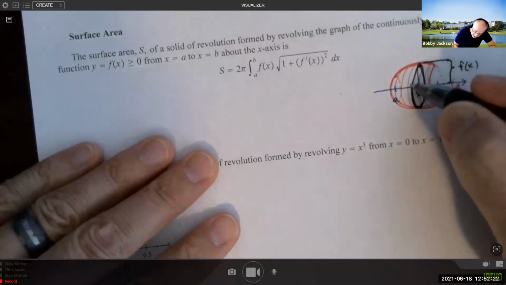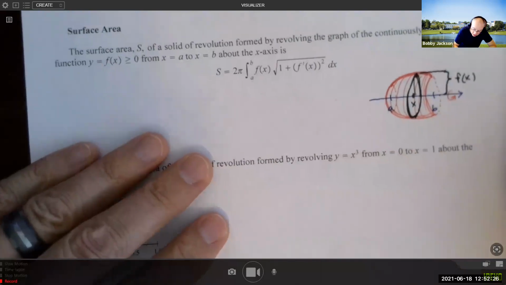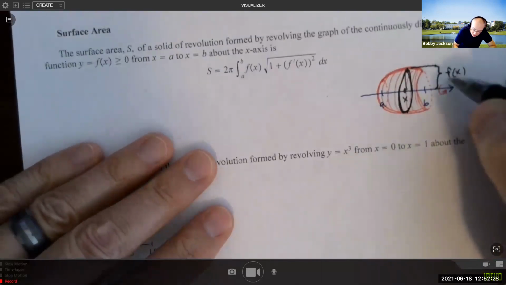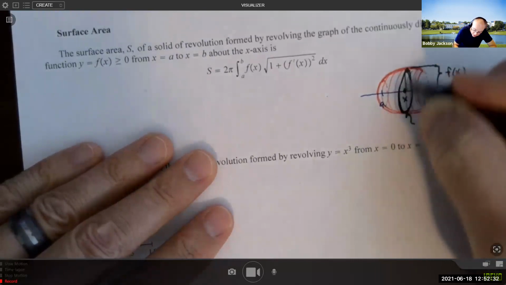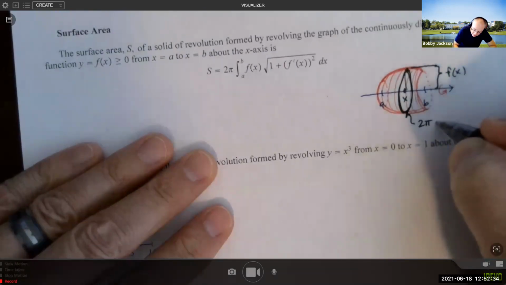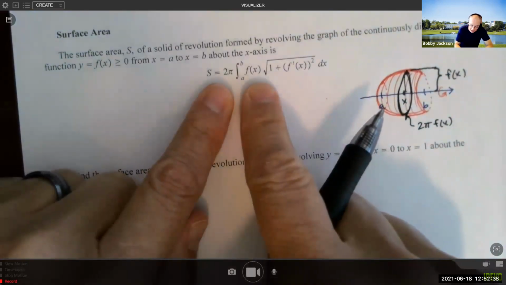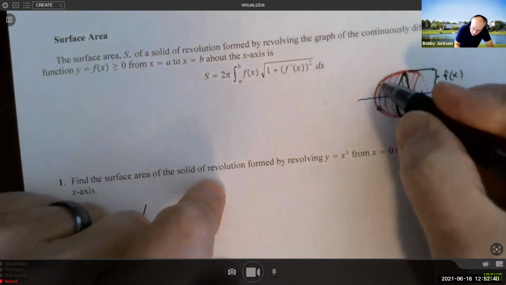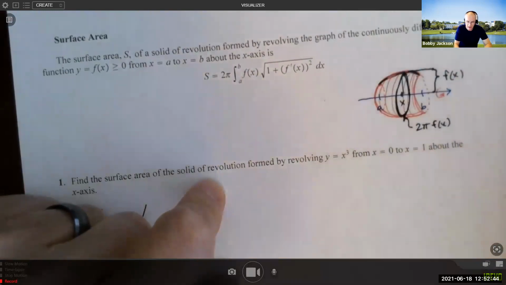And what is the distance around any circle? It's the circumference, which is pi times the diameter, or 2 pi times the radius, and the radius is f of x. So the distance around would be 2 pi times f of x. So it kind of makes sense where that 2 pi f of x is going to come in times the length of the arc, right? This arc length, right? Kind of makes sense.